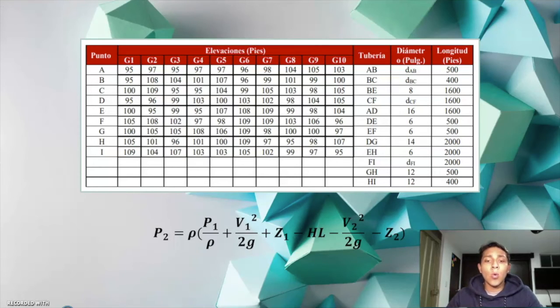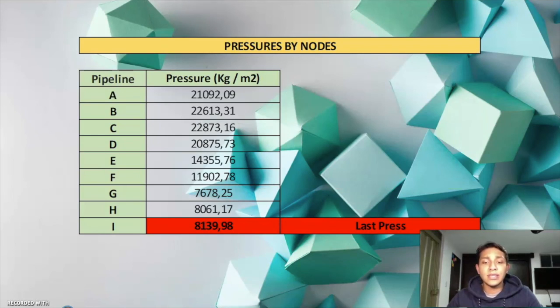Well, how was the pressure obtained for each node or section of the arrangement? In this part you can see the energy equation implemented in a fluid to find the pressure at the requested node, already having the speeds, the pressures, the losses in each section, and the heights or elevations of each of the pipes. We proceed to implement this equation and thus obtain this result.